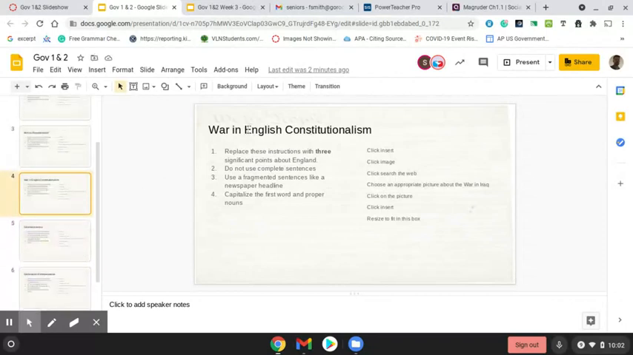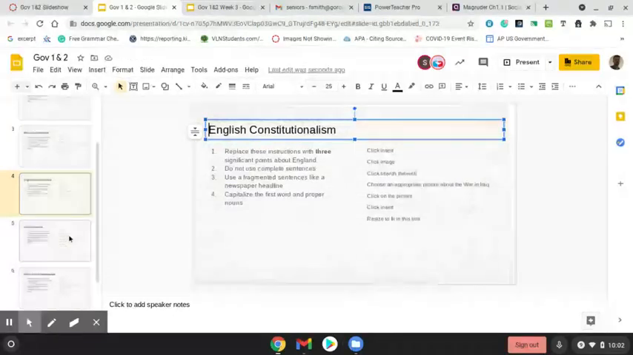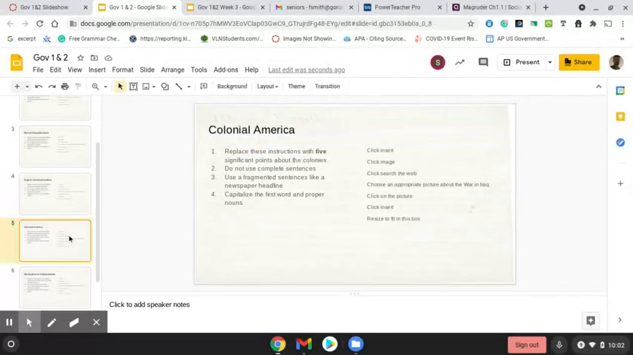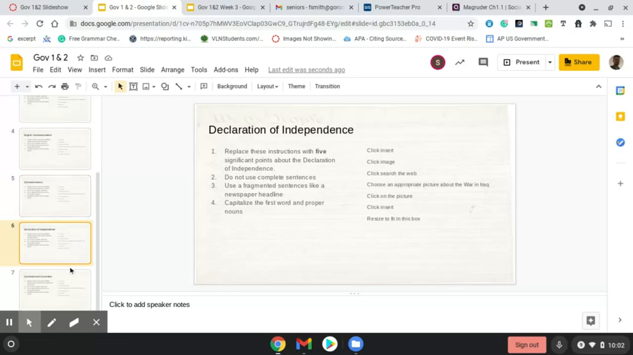Oops. I should not say war in English constitutions. On the third slide, if you already made your copy, the title should just be English Constitutionalism. It should not be a war in English Constitutionalism. And then the next slide would be Colonial America. You need 5 points for that in the picture. Declaration of Independence, 5 points in the picture. And then Constitutional Convention, 5 points in the picture.